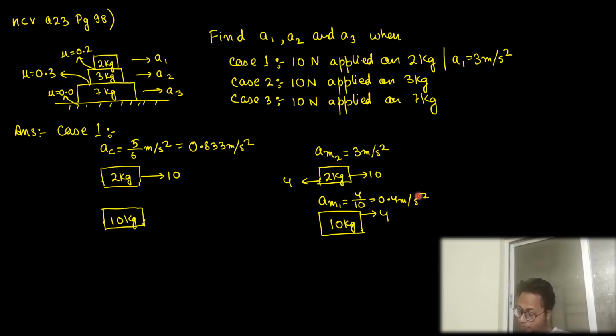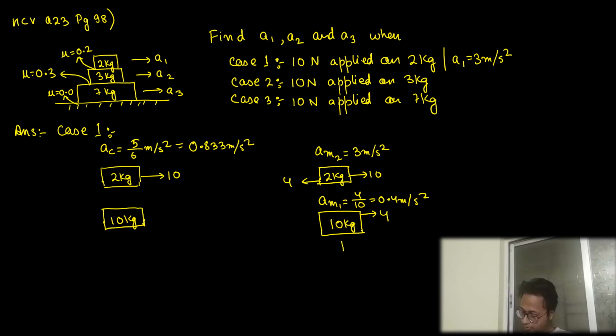Which values did I compare? The minimum of this value and this value. The minimum of the value where friction force is the driving force, and the common acceleration. Understood? I'm always comparing the values where friction force is the driving force. Now see, these two blocks move together with common acceleration of 0.4.